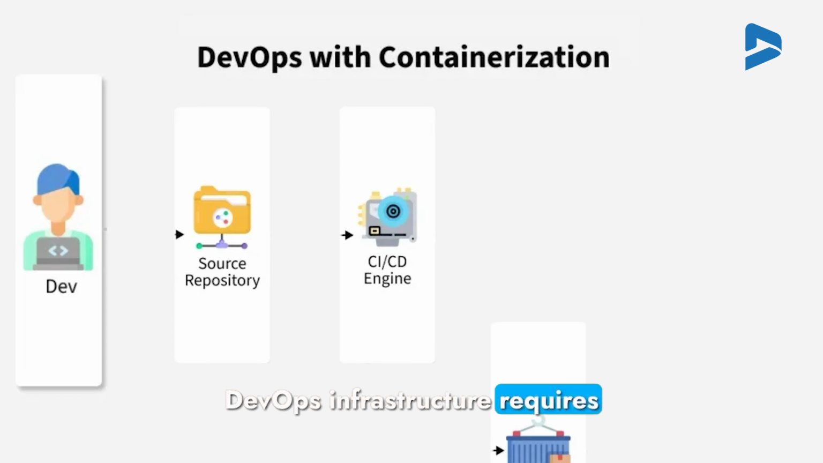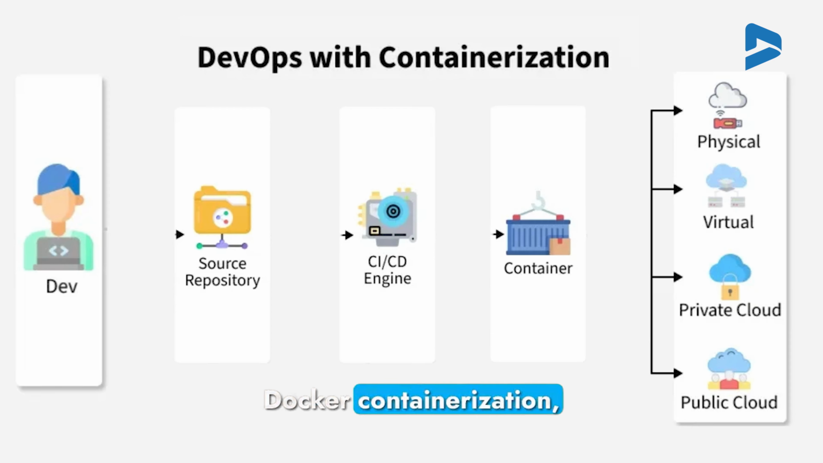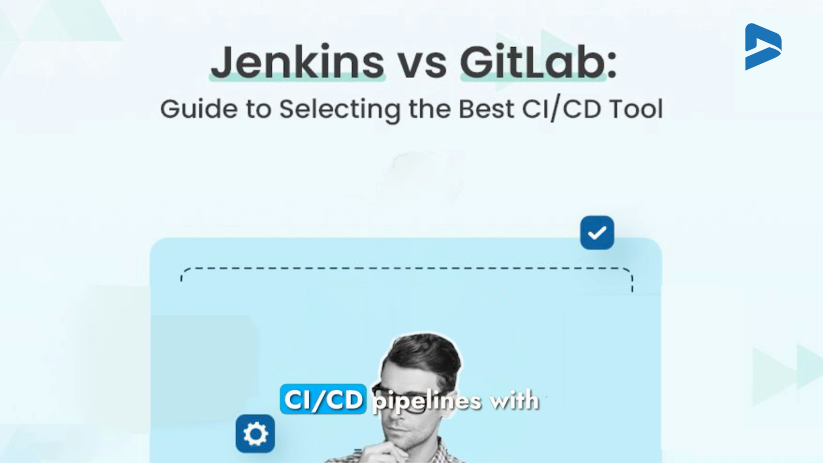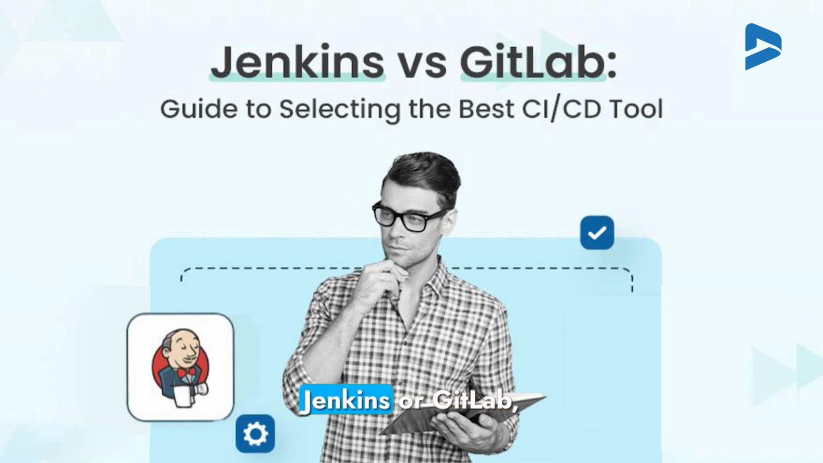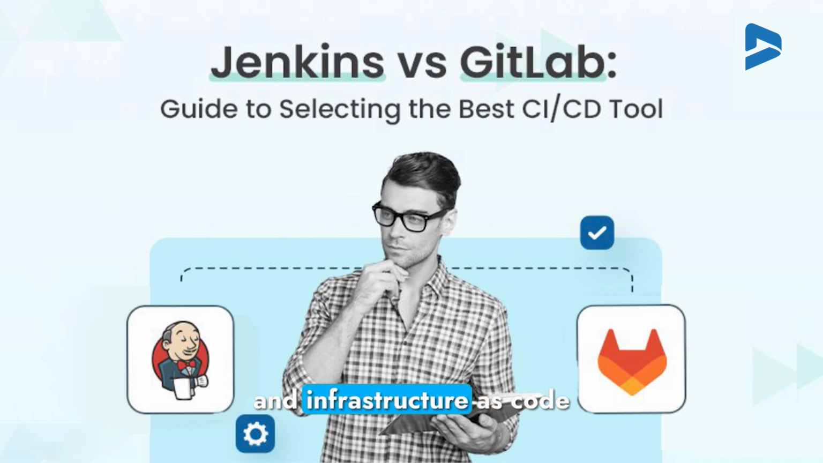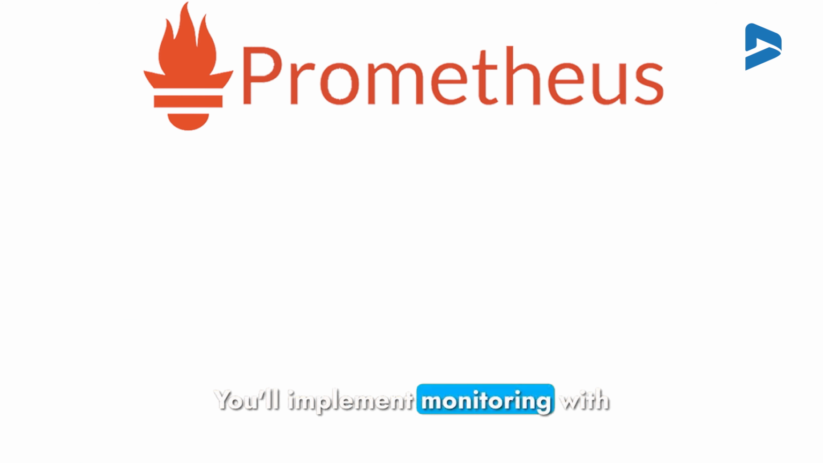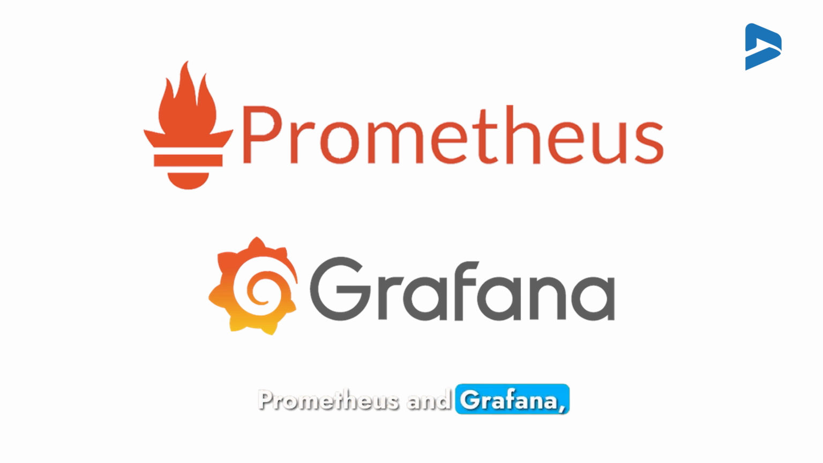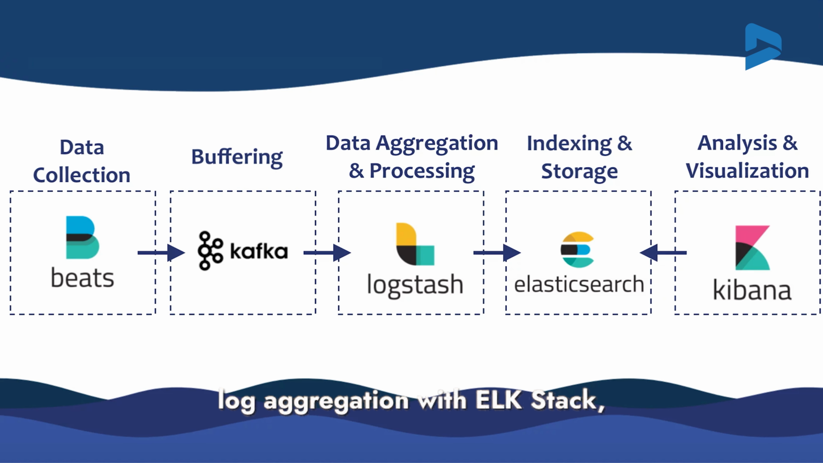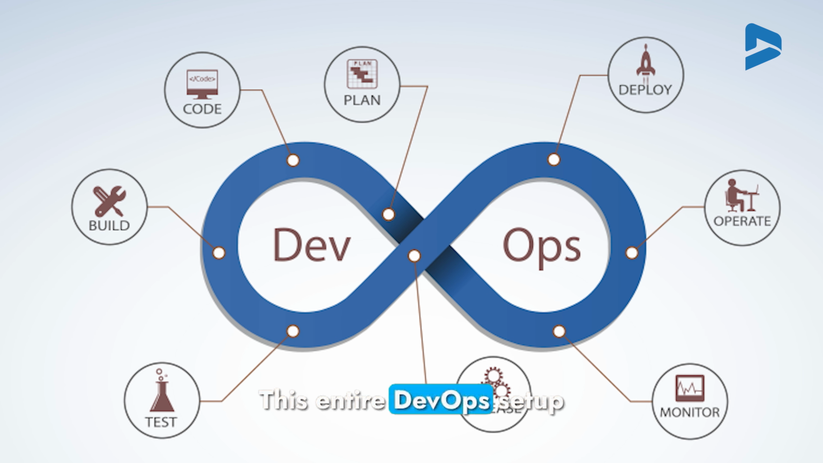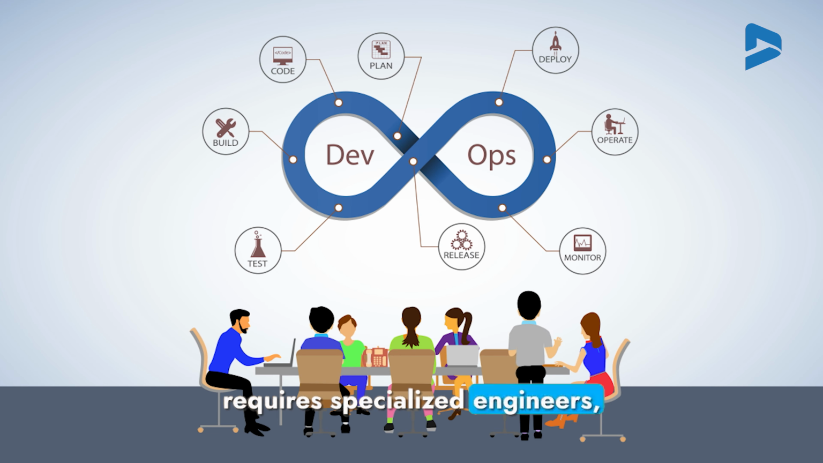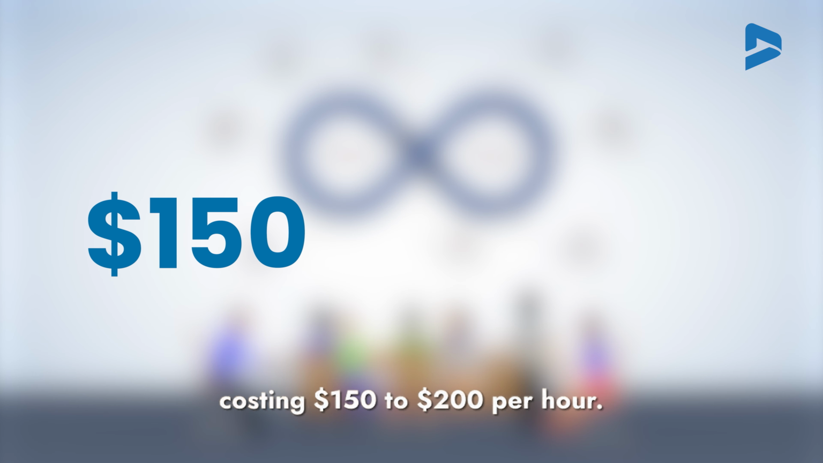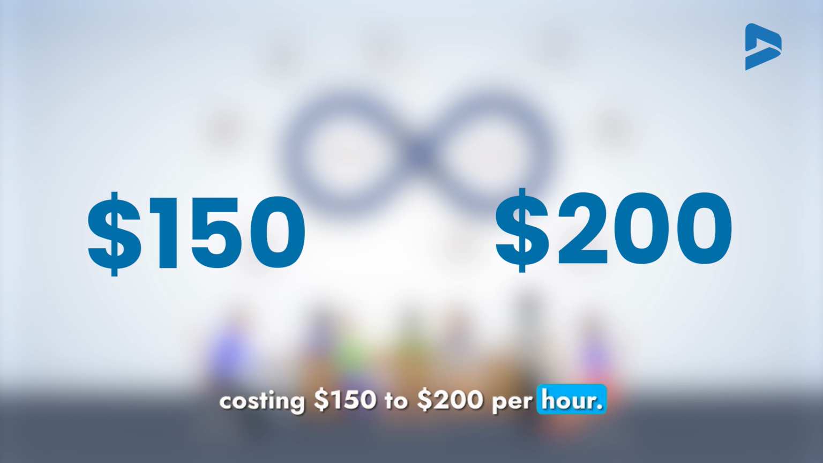DevOps infrastructure requires Docker containerization, Kubernetes orchestration, CI/CD pipelines with Jenkins or GitLab, and infrastructure as code using Terraform. You'll implement monitoring with Prometheus and Grafana, log aggregation with ELK Stack, and error tracking with Sentry. This entire DevOps setup requires specialized engineers costing $150 to $200 per hour.